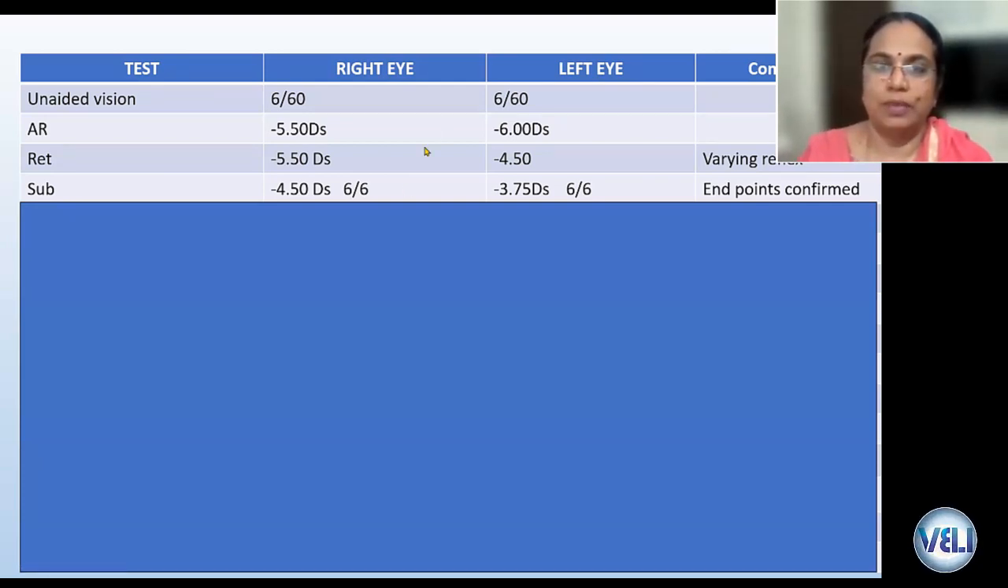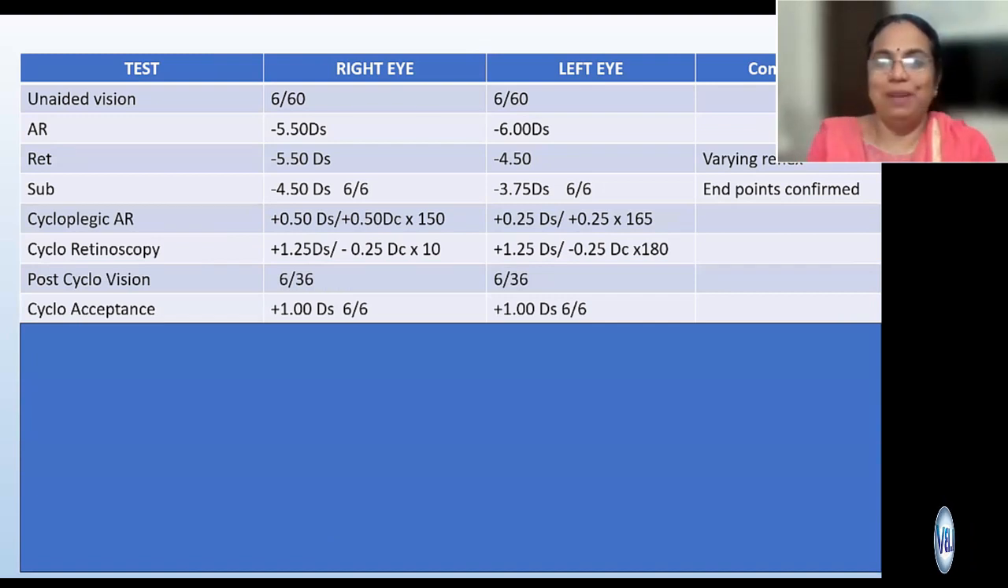So, if you guys can answer in the chat or anything, yeah, I've already got an answer. There's somebody who is saying accommodative spasm in the chat. So this was what the cycloplegic value was.